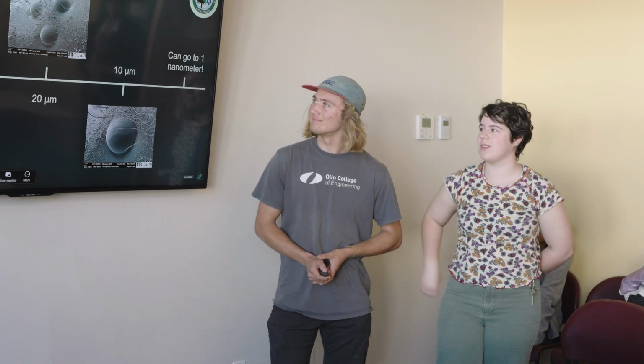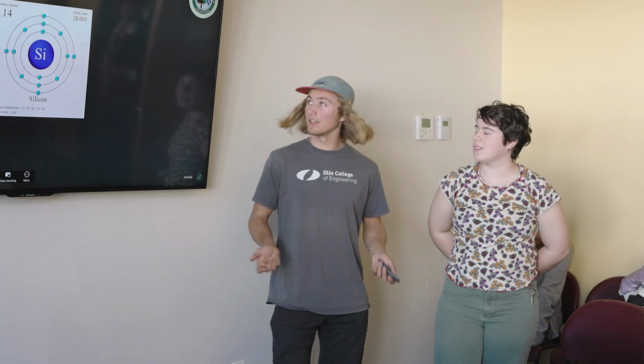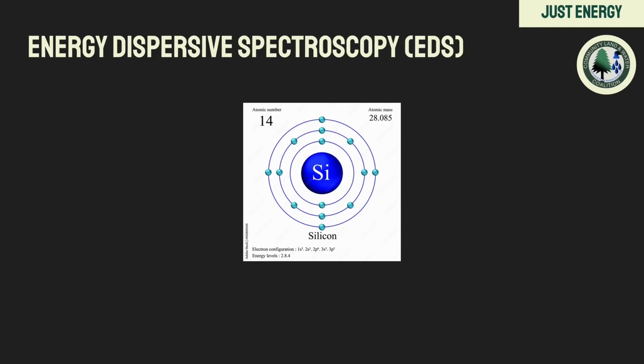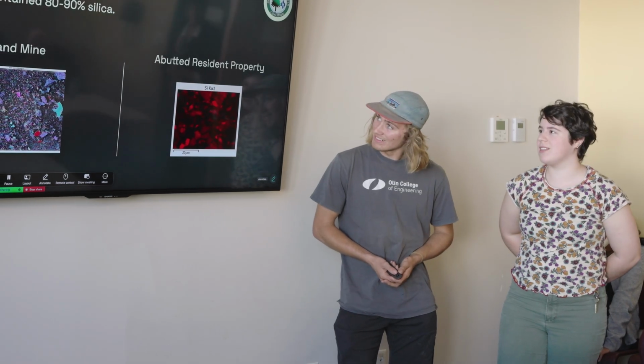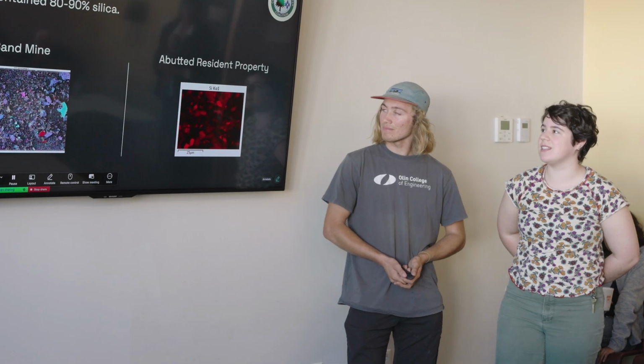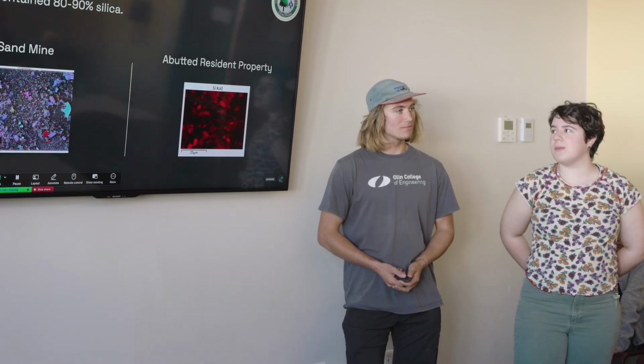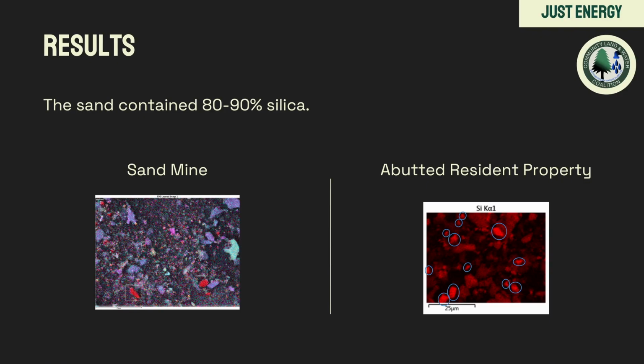So really small. And what we're looking for is respirable silica, which Shavi will tell you more about. It has a certain atomic mass, and that's what gets picked up by the machine. These are the results of the analysis that we did. The sand contained 80 to 90% silica. A certain amount of silica is expected because silica is one of the main components of sand, but 80 to 90% is a pretty high amount of silica.